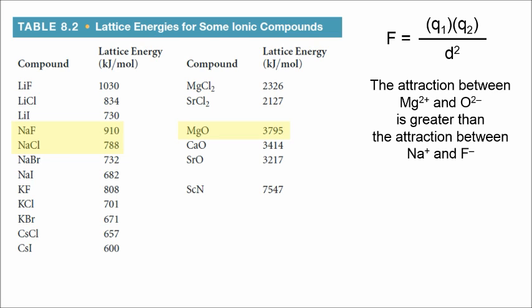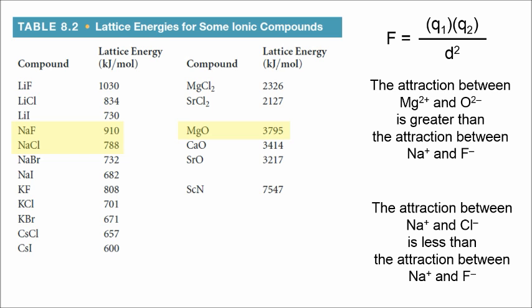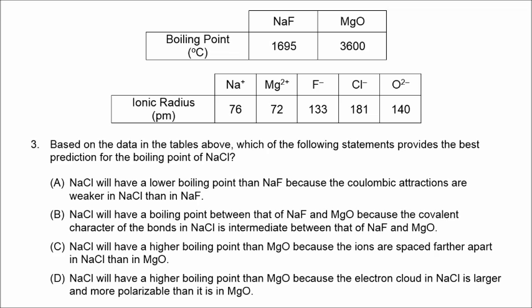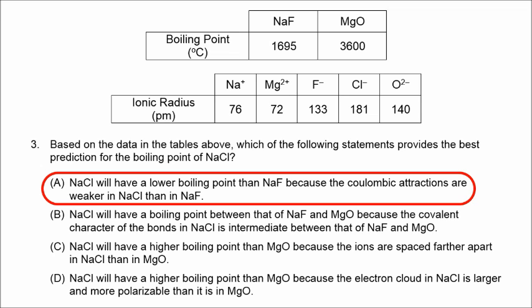Now sodium chloride, that comparison, you can see that there's a smaller lattice energy for sodium chloride. Chloride is larger in size than fluoride. So therefore the distance between the ions is greater, and the attraction between sodium and chloride ions would be less than the attraction between sodium and fluoride. So we're looking for an answer that has to do with a smaller boiling point for sodium chloride compared to sodium fluoride. So the correct answer is A. There is weaker Coulombic attractions in sodium chloride, so therefore it will have a lower boiling point.